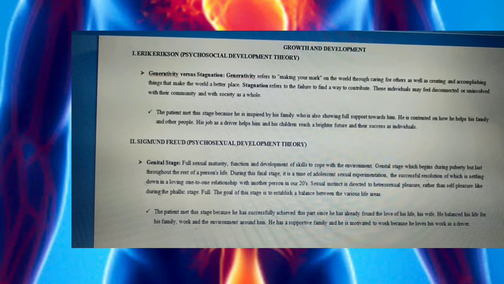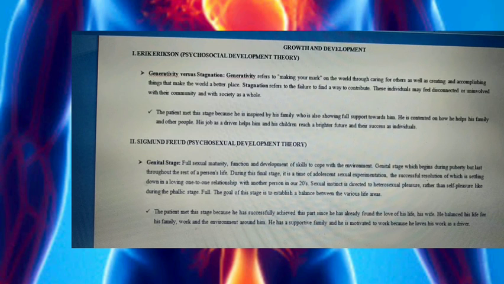So the patient meets this stage because he is inspired by his family who is always showing full support towards him. He is contented with how he helped his family and other people. His job as a driver helps him and his children reach a brighter future and their success as individuals. For Sigmund Freud's psychosexual development theory, my patient belongs to the genital stage: full sexual maturity, function, and development of skills to cope with the environment.